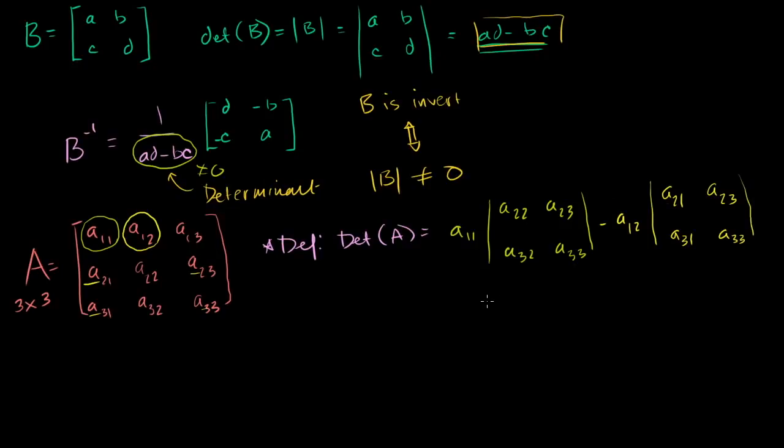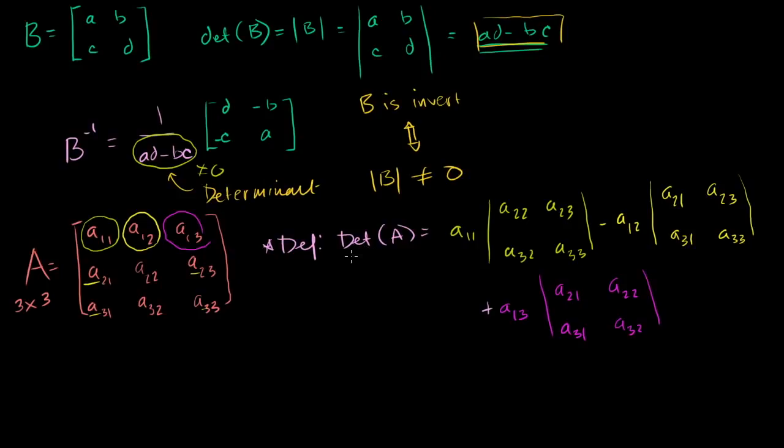And you're going to have a plus. Plus, let me switch to a better color. Plus this guy. Plus A13 times the determinant of its, I guess you could call it its submatrix. We'll call it that for now. So this matrix right here. So A21, A22, A31, A32. This is our definition of the determinant of a 3 by 3 matrix.